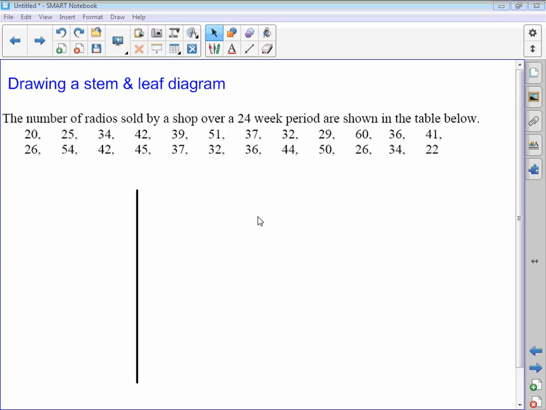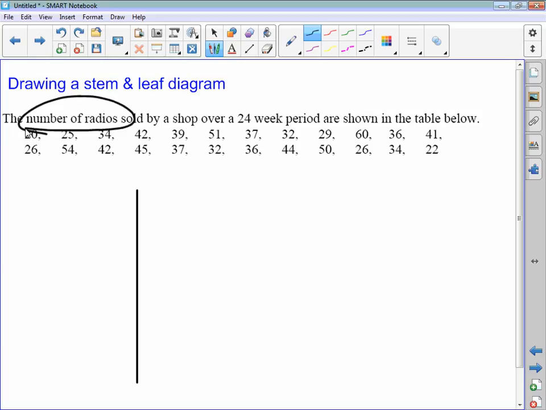I'm going to show you how to draw a stem and leaf diagram for a set of data. The data that we're looking at is about the number of radios that's been sold in a shop. So we need to look at the data. So these numbers here, we need to have a look at these numbers.